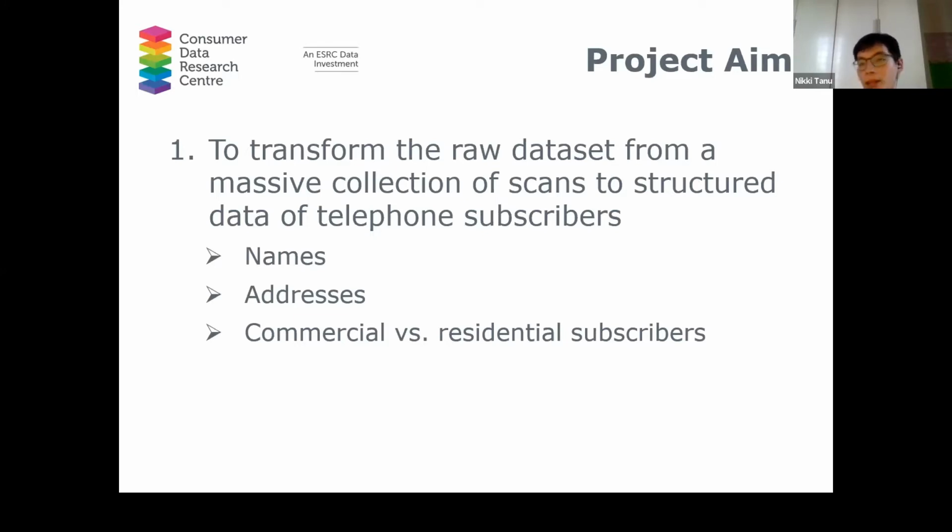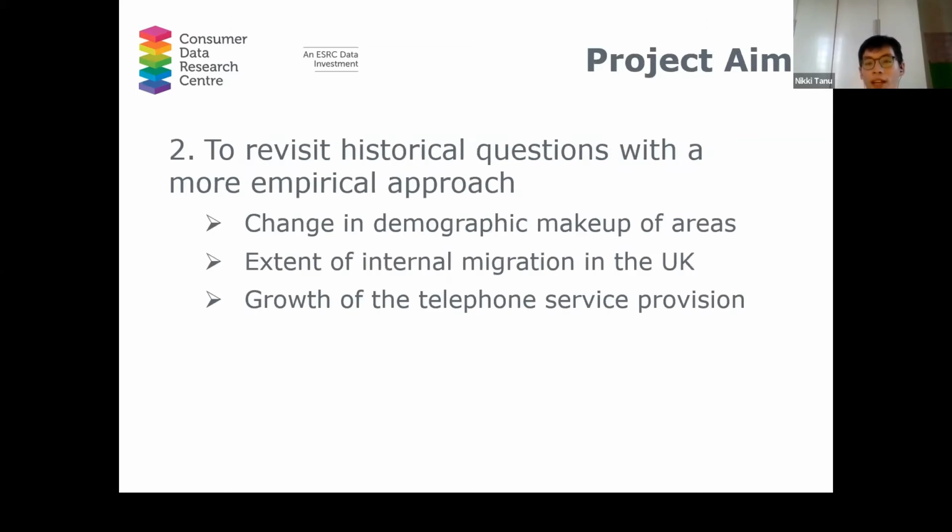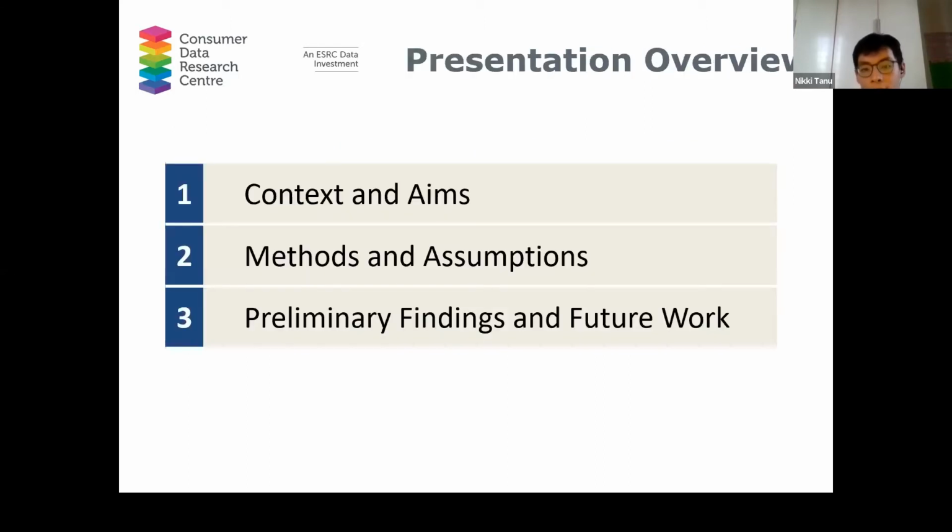And then in the future, when we have the first objective more or less sorted, we can revisit some historical questions that many other academics probably have tried to answer, but they couldn't have approached from this perspective just because data and the technology to analyze the data wasn't available then. Yeah, and I'll be covering these in a bit.